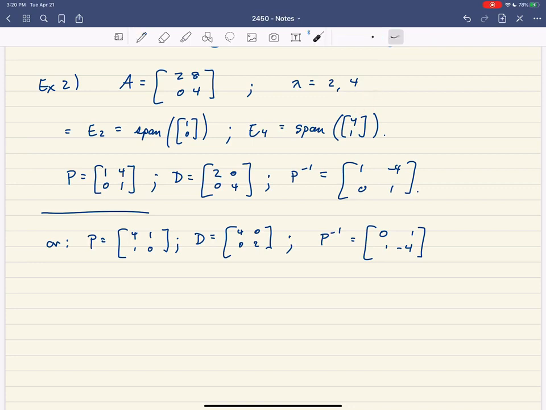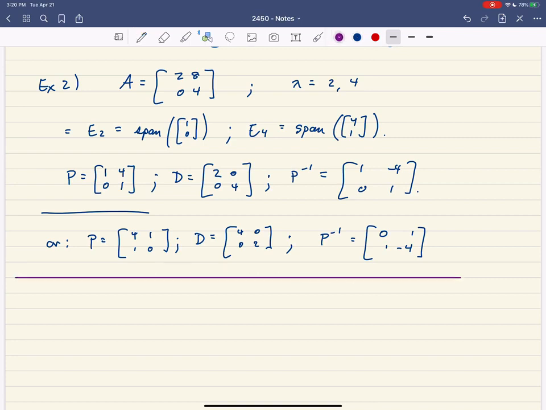I could put 8, 2, or 1, 1/4, or -4, -1, whatever eigenvector I want it to be, any non-zero multiple of this eigenvector will work. That does change the matrix P, which will change the matrix P inverse, but the overall process is the same. Okay, so that is example 2.